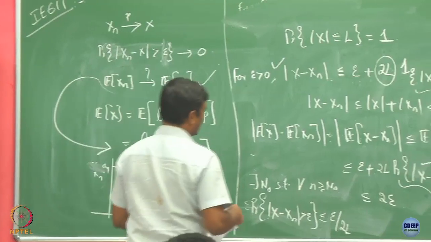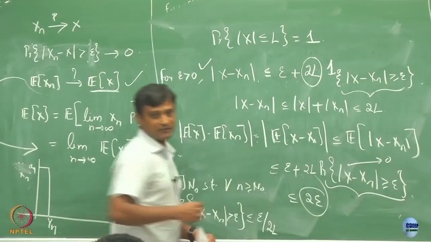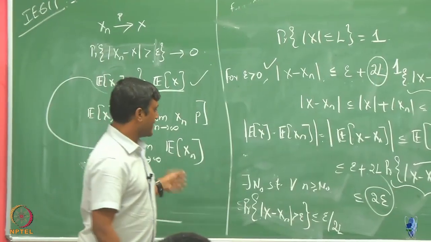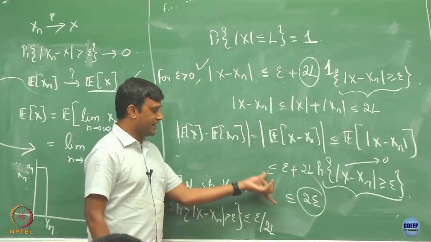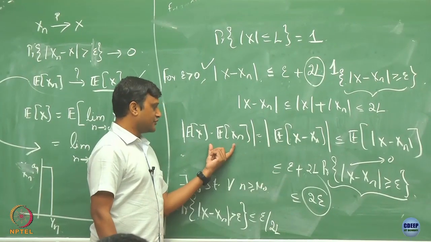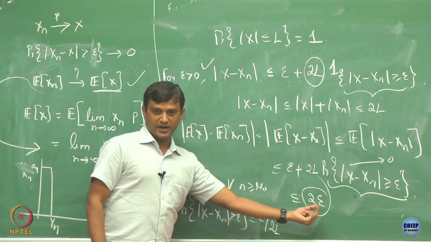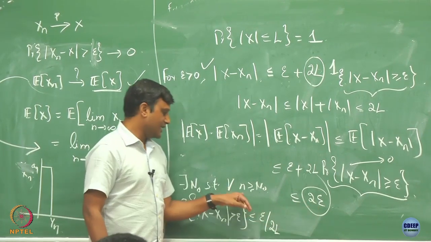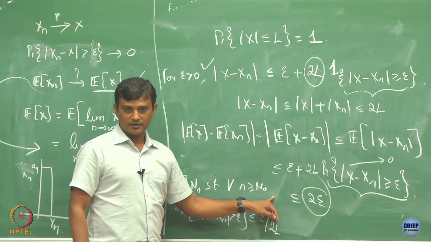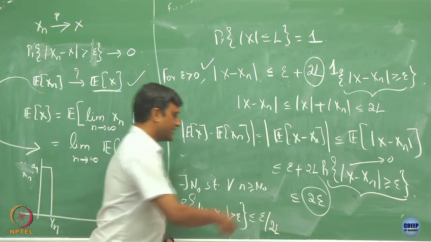You can take anything. I just want to simplify this to 2 epsilon. Now it is clear, right? Now I am in more familiar territory. I have shown that this difference is upper bounded by 2 epsilon for all n greater than n naught, and this n naught is a function of epsilon.